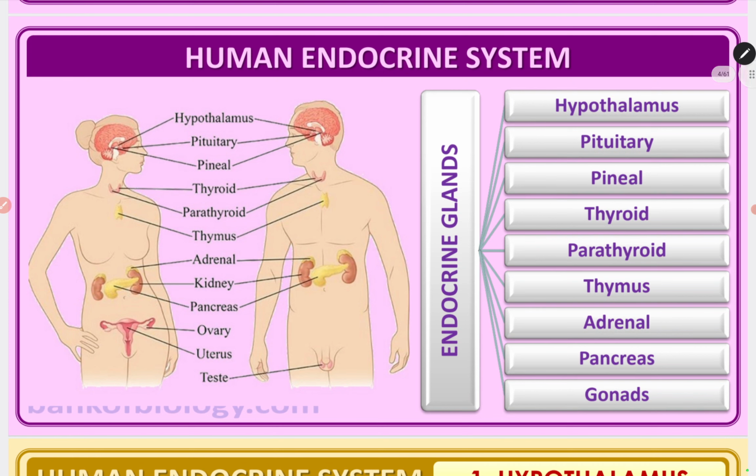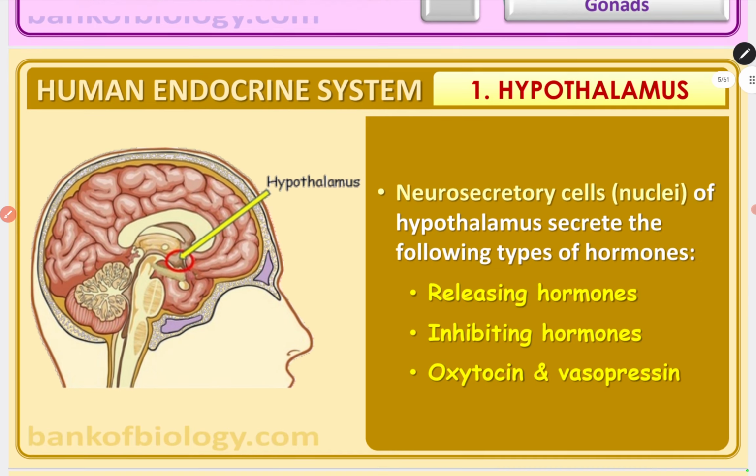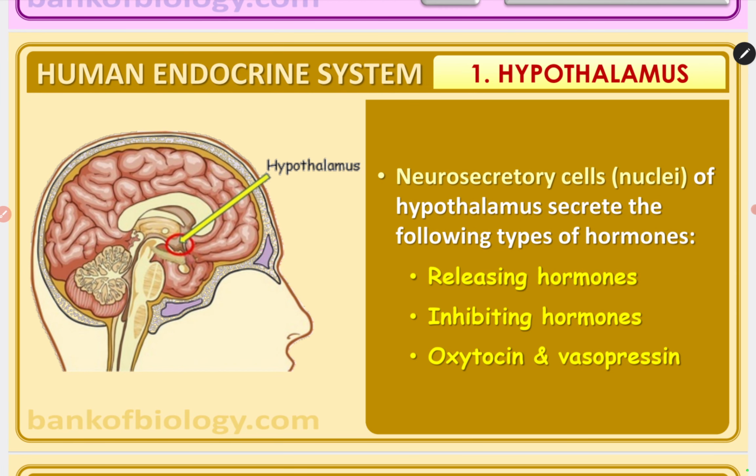Coming to human endocrine system, here you can see the locations of human endocrine system and hypothalamus, pituitary, pineal, thyroid, parathyroid, thymus, adrenal, pancreas, gonads. These are the main endocrine glands which we'll cover in this chapter. First of all, hypothalamus. See the diagram where it is located, hypothalamus. It is present in our brain in this portion.